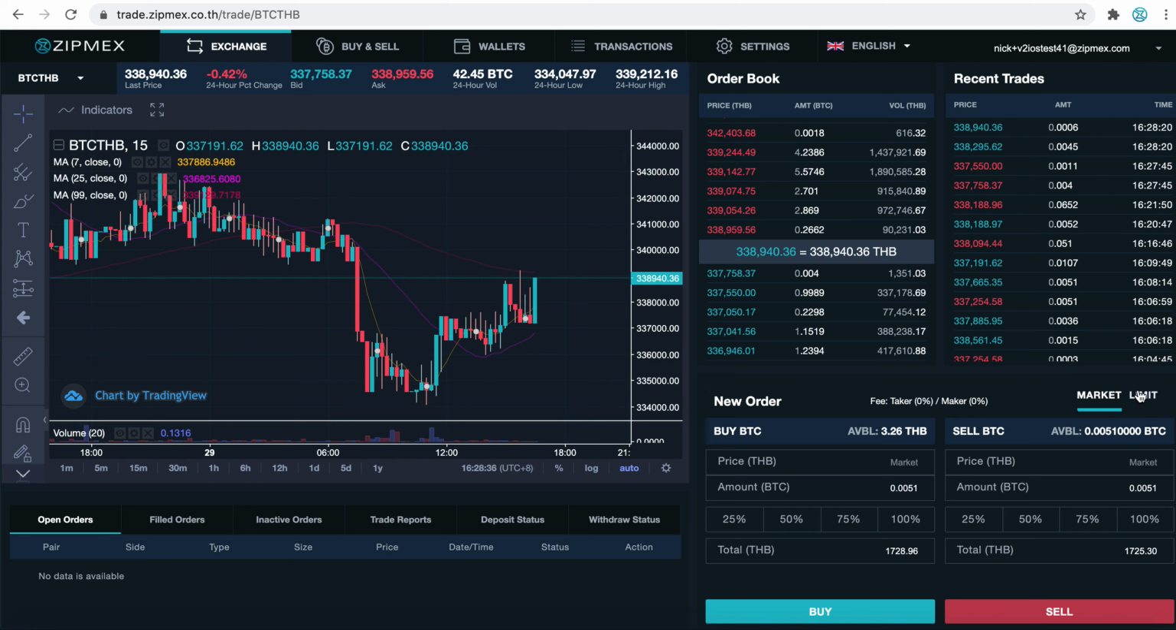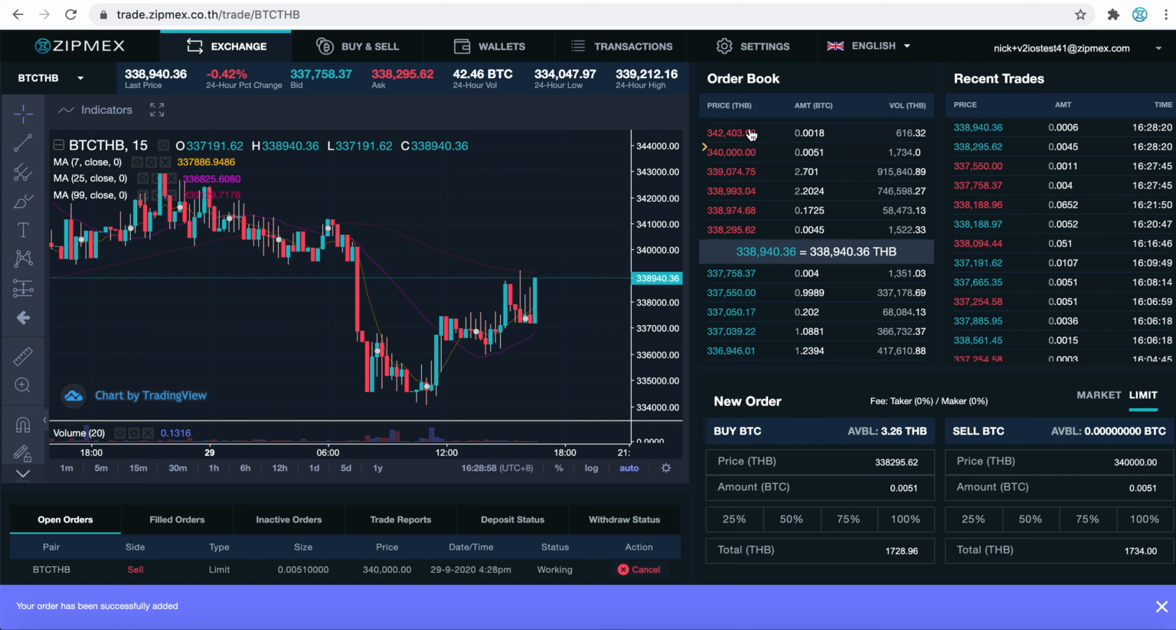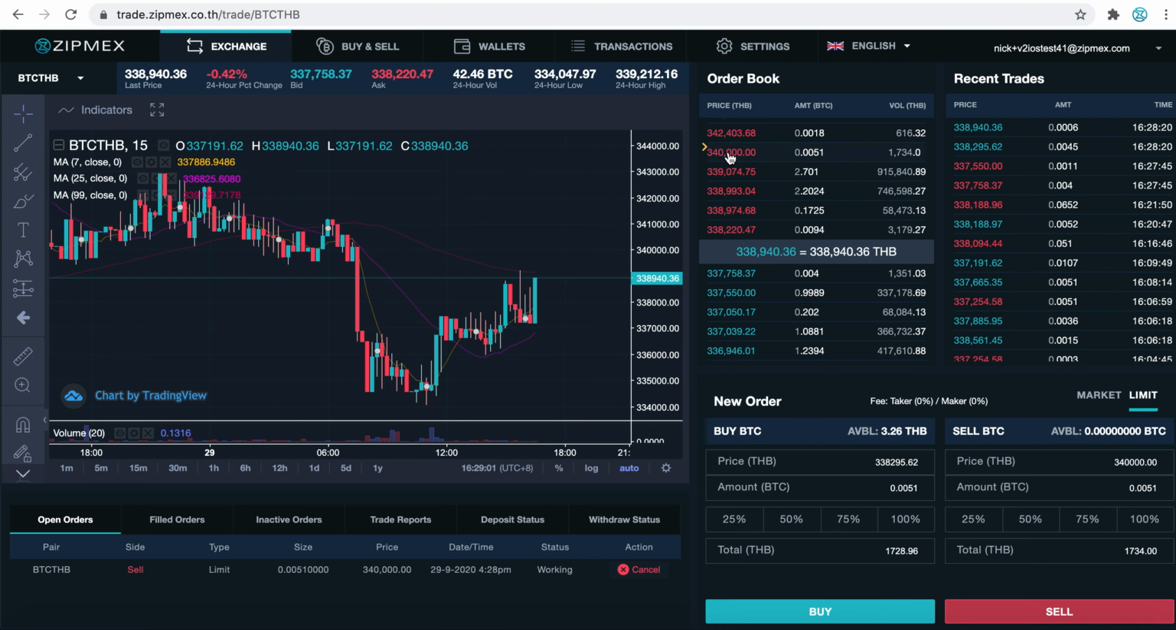Let's move on to limit order. So limit order is a bit special. You can input the price that you wish to buy or sell at. Let's say, let me put the price that I wish to sell at. I wish to sell at 340,123. Sell. So over here you can see the yellow arrow. That's my order. I wish to sell at 340,000, 0.0051 amount of Bitcoin, and this is the amount of Thai baht that I will get if my order is filled. My order is currently not filled.